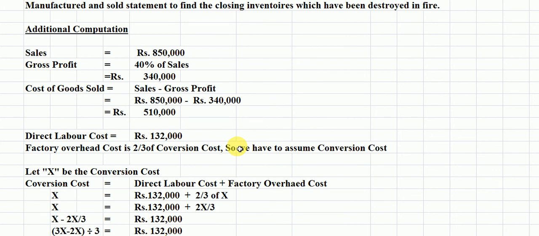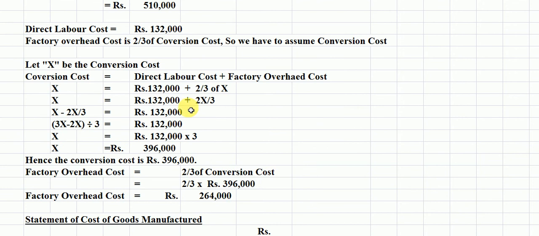Dear students, direct labor cost is 1,32,000 rupees. Now in the given problem, factory overhead cost is 2/3 of conversion cost. So we have to assume conversion cost as X. Let X be the conversion cost. Conversion cost is the combination of direct labor cost plus factory overhead cost.